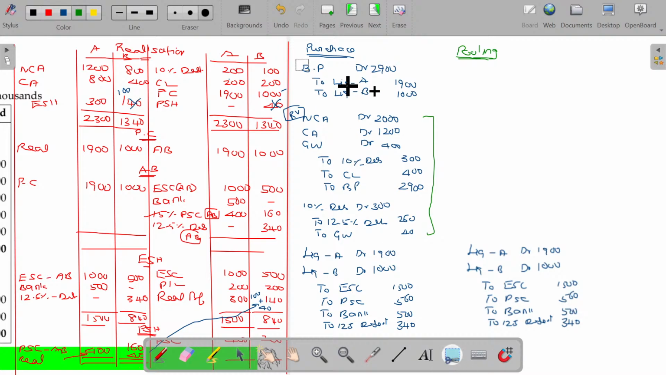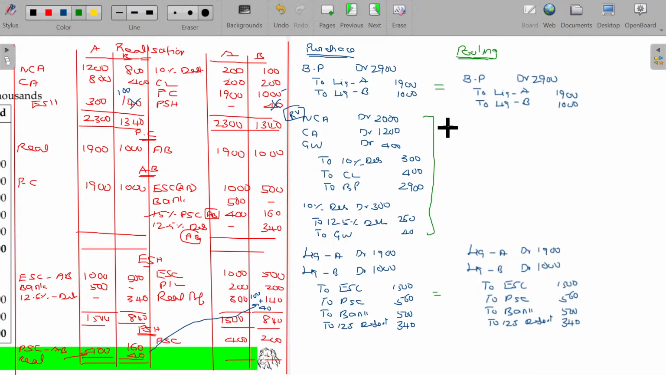Clear? So, I am going to make change only with respect to the second entry. These two entries are same. And here I am going to make the change. Non-current assets, I have to show at what value? Book value. I have to show at book value. You understand the difference? Here book value as well as realizable value both are same. I just take as it is.